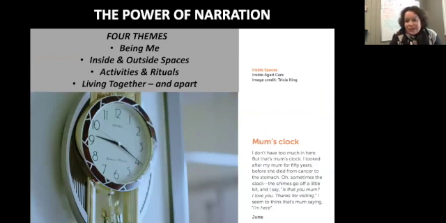This is June's photograph. It's her mother's clock. It's on the wall. Doesn't keep time at all very well. It just goes off at random times, and June knows, and she says, oh, is that you, Mum? I love you, thanks for visiting. She knows it's her mum thinking of her when it goes off at those random times.